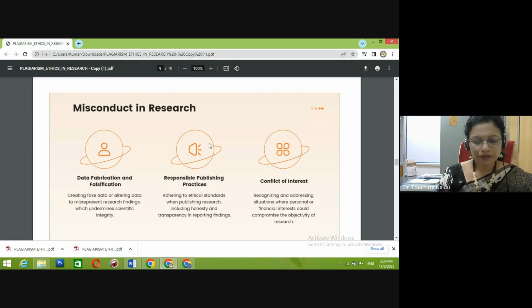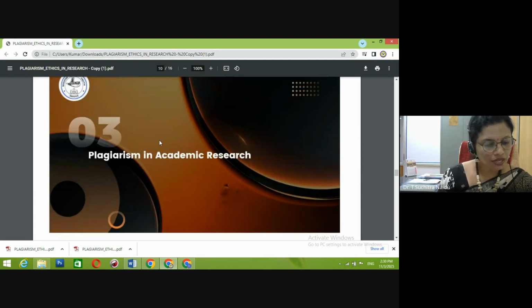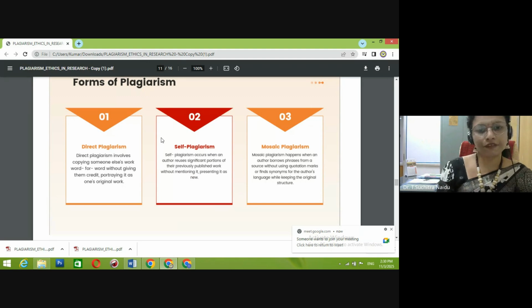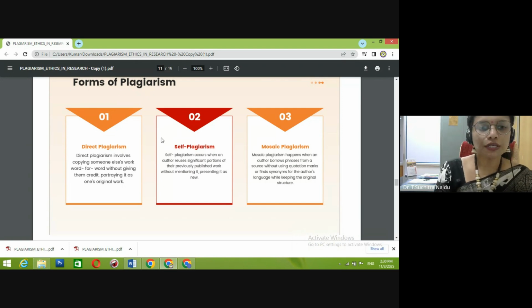Now coming to plagiarism in academic research. Next slide, ma'am. And exactly, this is direct plagiarism or self-plagiarism, mosaic. Next slide, ma'am. All these are again the same things which I told you, but I kept this slide to make people understand that these are the most common types of plagiarism that we find at institutional level. When our final year students are doing projects, or our post-graduation students, or MPhil or PhD, these are the most common types of plagiarism that we find in academics.